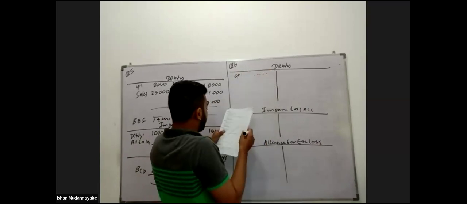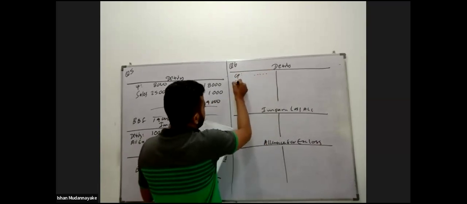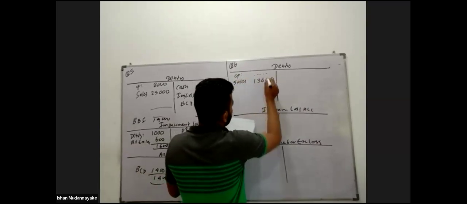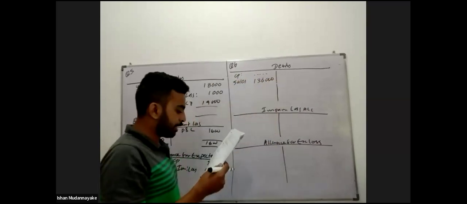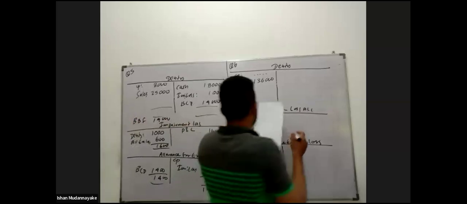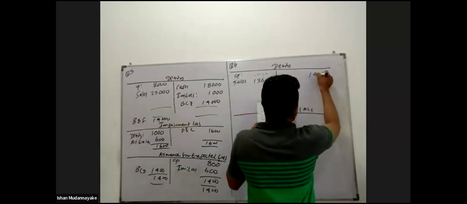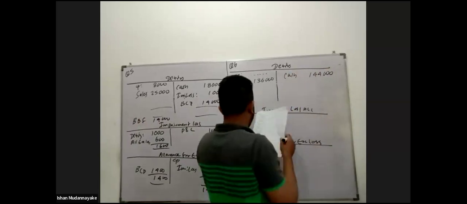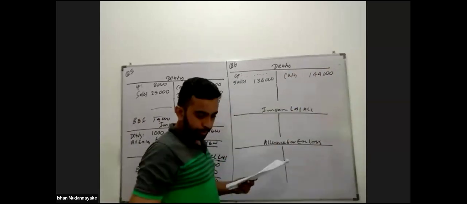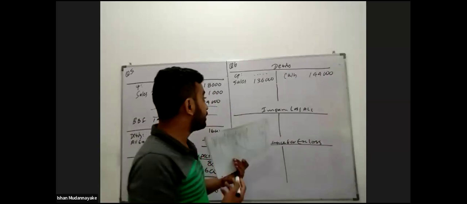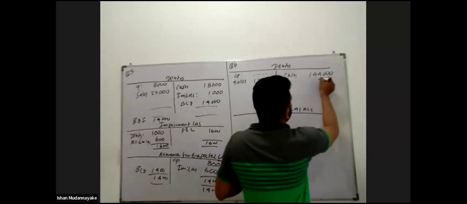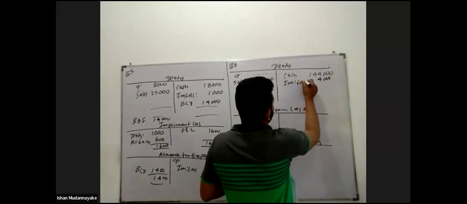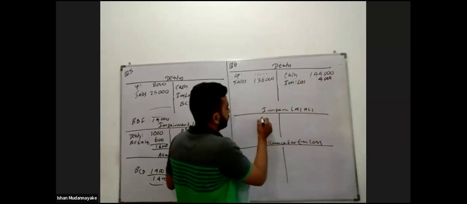Credit sales 136,000. Debtors account debit, sales account credit 136,000. Cash received: cash book debit, debtors account credit 1,400. Impairment loss 4,000: debtors account credit 4,000, impairment loss account debit 4,000.